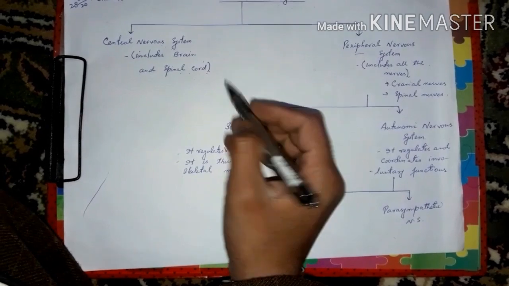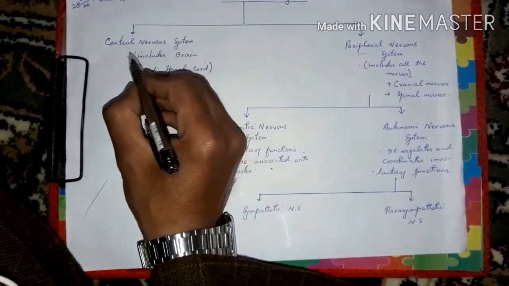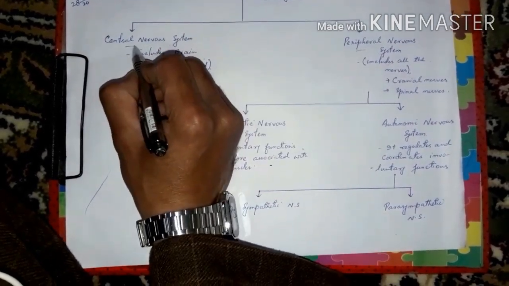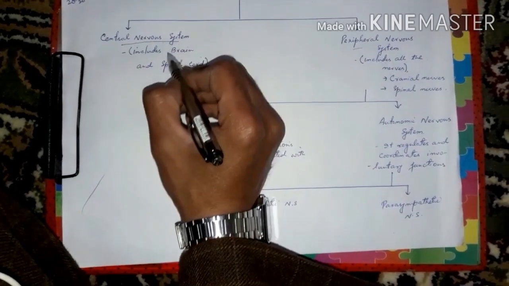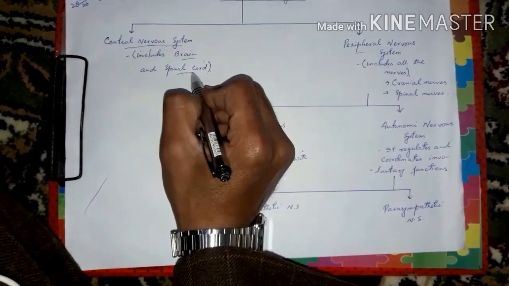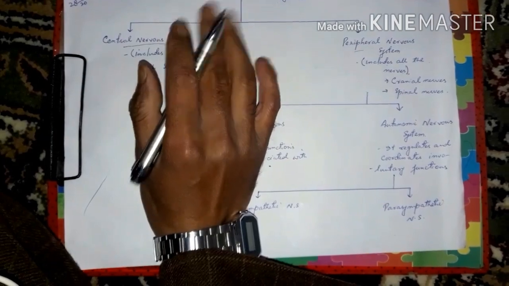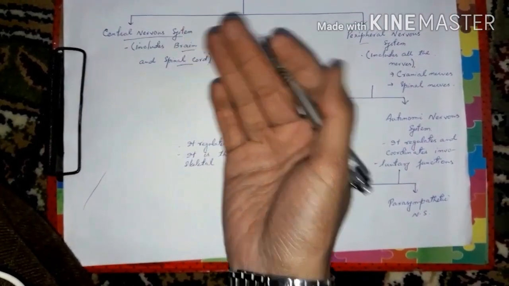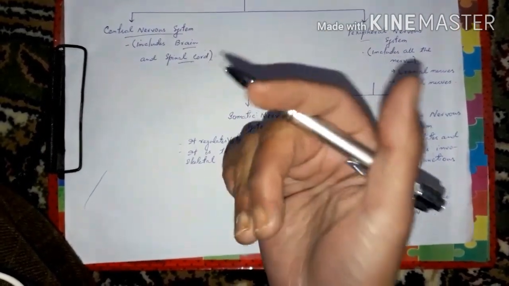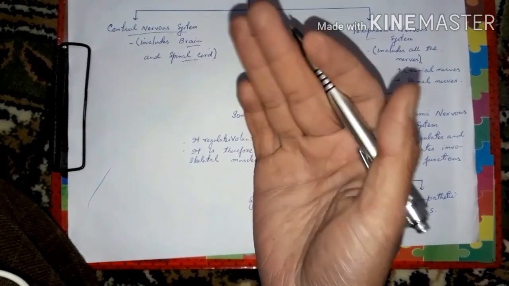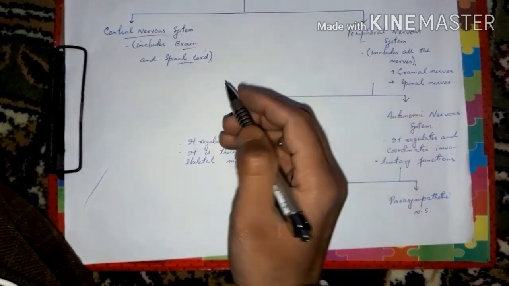So the nervous system in human beings is divided into two parts. One is the central nervous system, which includes the brain and spinal cord. It is the central nervous system which has many functions to do. We will talk about them later on, where we will talk about the brain and spinal cord separately.